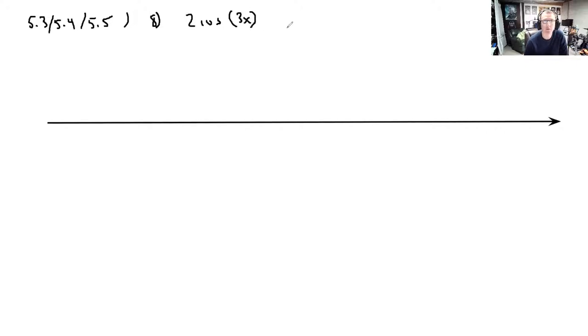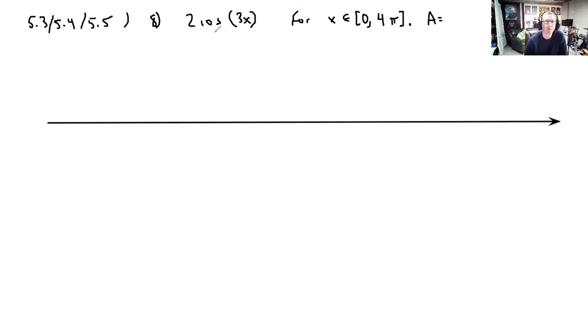for x in 0 to 4 pi. And then it asks follow-up questions, so we'll get to those when we get there, after we graph it. No, you know what? We'll answer them first. First, what is the amplitude?